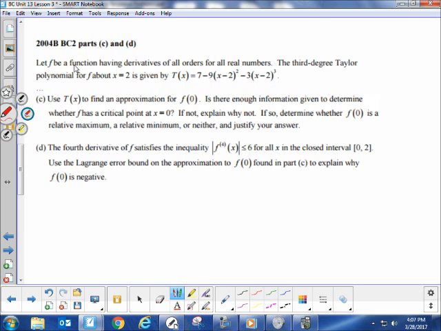2004 B. Let f be a function having derivatives of all orders for all real numbers. The third degree Taylor polynomial for f about x equals 2 is given by this. Use T of x to find an approximation for f of 0. Is there enough information given to determine if f has a critical point at 0? Okay, this is a good one to talk about with the relative maxes and mins.